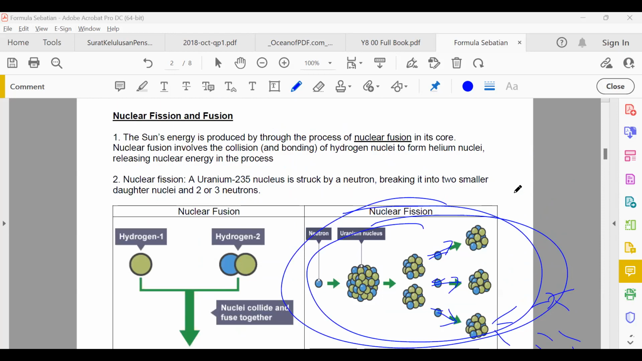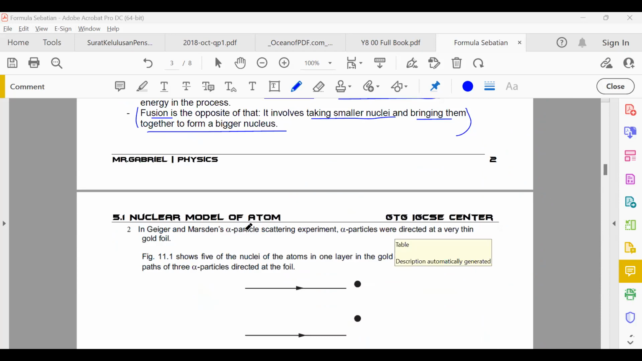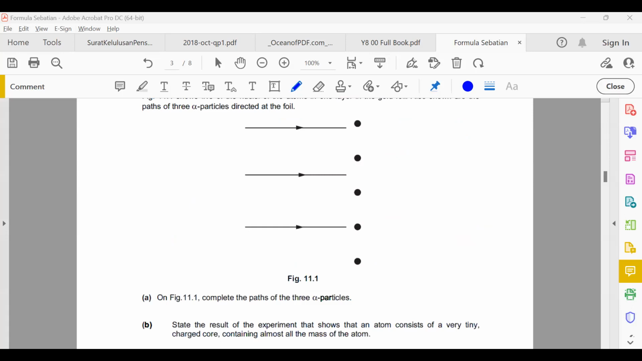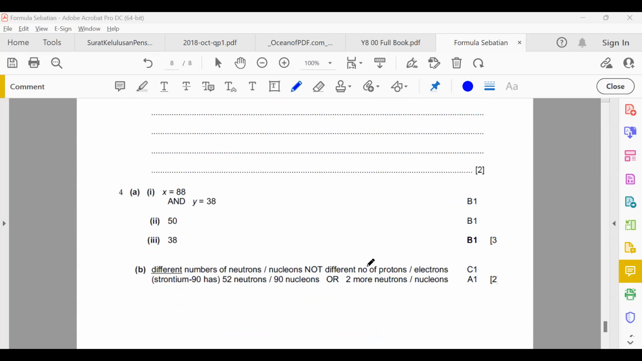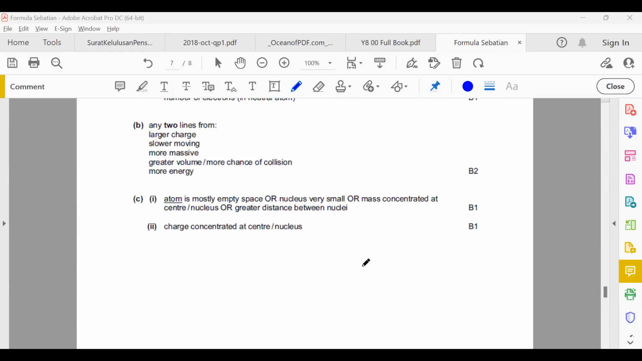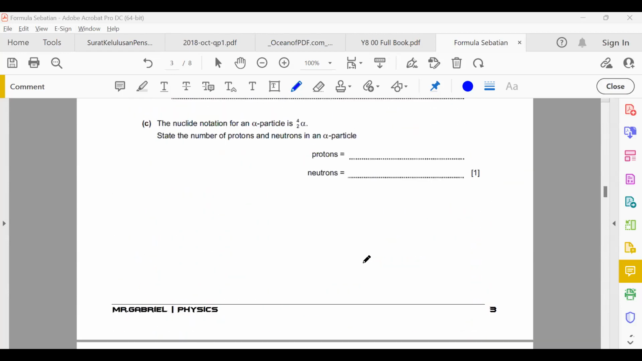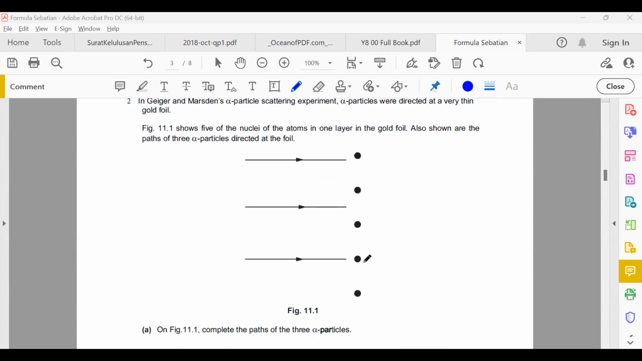Alright guys, does anyone have any questions? If you have no questions, please attempt the questions below. I'll go through the answers in half an hour. If you have any questions, please don't just stare at the paper, please make sure you ask. If not, attempt the questions below.